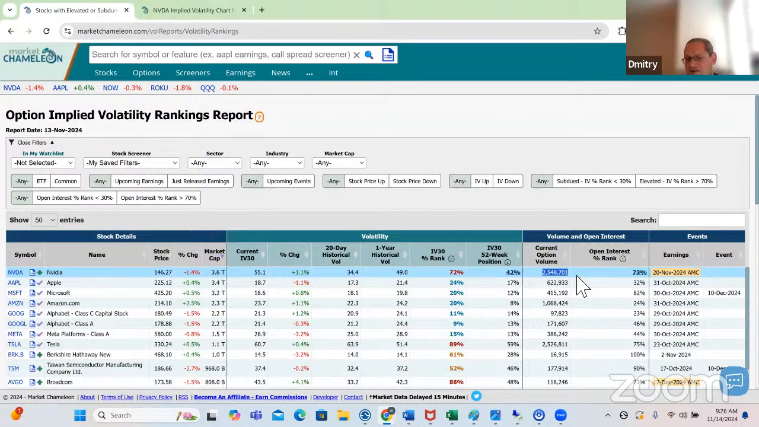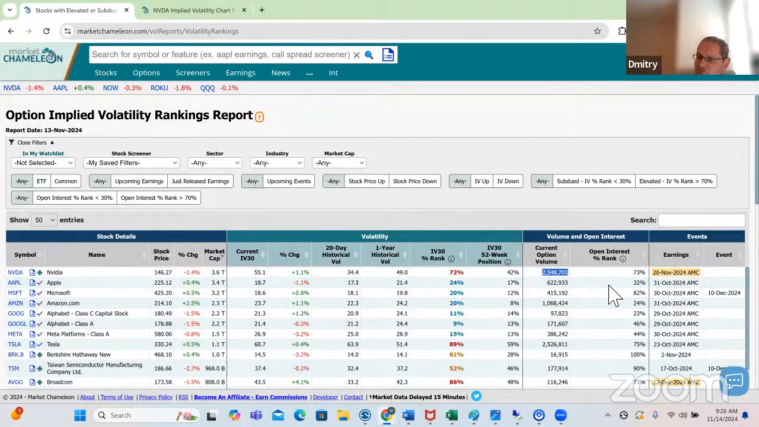You could have an IV rank, but if there's not a lot of trading, that IV rank, or even IV level, might not be as reliable, because the wider the options, the less trading, the harder it is to get price discovery. So here we have the current option volume, which gives you a sense of how much activity there is in trading.